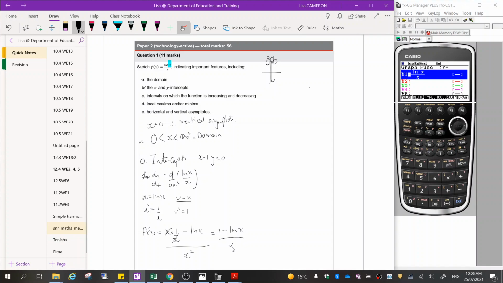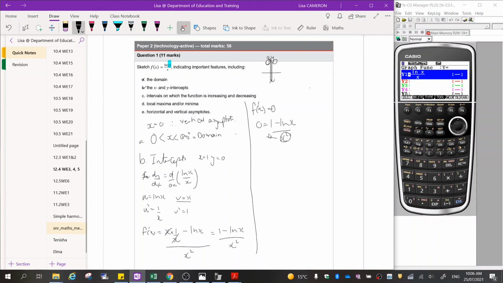Now this will cancel that, so on the numerator I'm just left with 1 minus ln x over x squared. So to calculate the stationary point, I'm going to let f dash of x equal 0. The derivative equals 0, and that finds me my stationary point. So 0 is equal to 1 minus ln x over x squared.